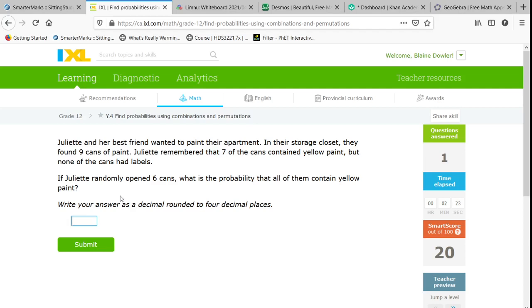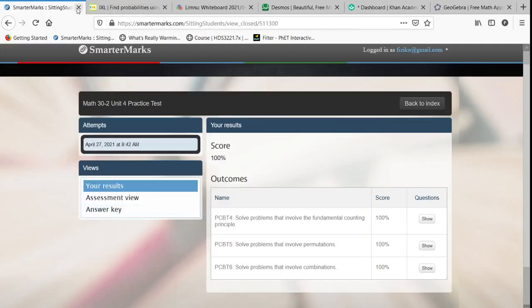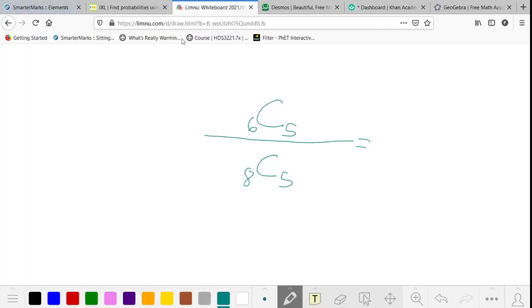Question 2. Juliet and her best friend wanted to paint their apartment. In their storage closet, they found 9 cans of paint. Juliet remembers that 7 are yellow, but none of the cans have labels. If Juliet randomly opens 6 cans, what's the probability that all of them contain yellow paint? It is a very similar idea. Sorry, wrong tab.